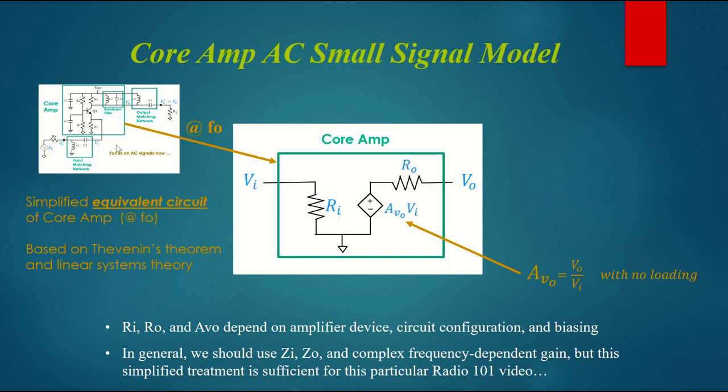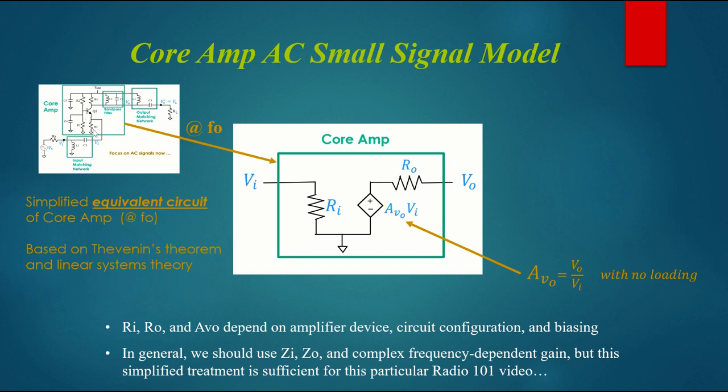So there's the input voltage here that comes into this core amplifier section, and there's the output voltage here that comes out of it and goes into the output match. And in between there is a model, and it's a simplified equivalent circuit. So it does everything that this circuitry does to the AC component of the signals. And it's a simplified equivalent circuit that consists only of an input resistance and an output resistance and what's called a controlled voltage source that has the gain value times the input voltage. And we can do this.